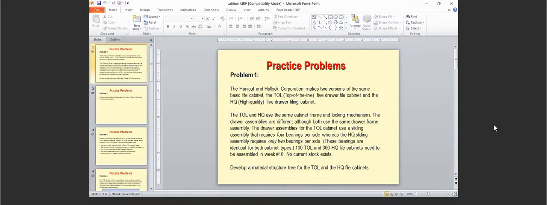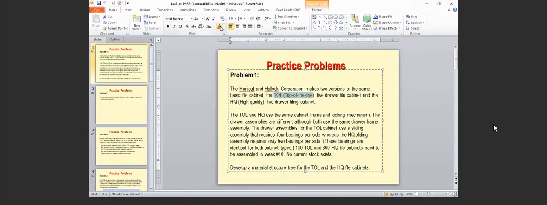We need to develop a material structure tree, or product structure tree, for the Tool and the HQ file cabinet. Before we develop the product structure tree, we must understand and identify what components or subassemblies are involved in the production of this product. So from this problem, we can identify that we have a product named Tool and HQ, high quality product. So we have two types of product here.